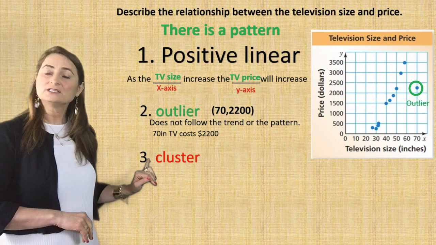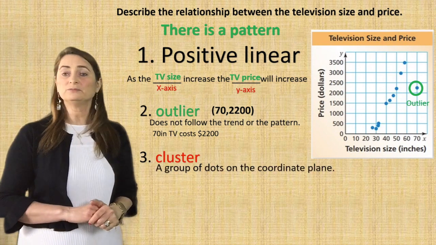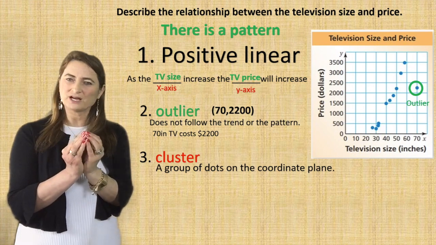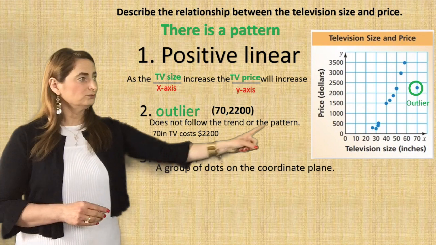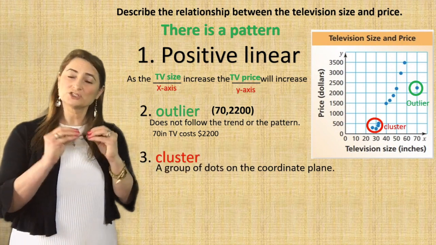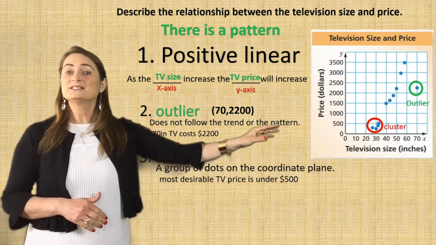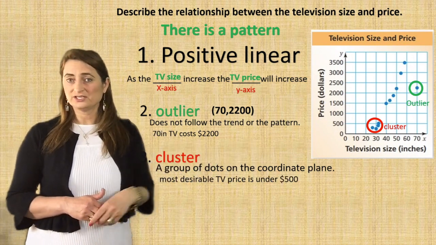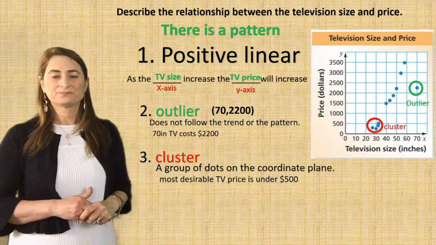Another thing to discuss is called a cluster. A cluster is a group of dots on the coordinate plane. Do you see a group of dots that's together on the coordinate plane? I do, which is that red circle. That's called a cluster. All these 4 or 5 dots together in that area. The cluster means around a 30-inch TV, the price is less than $500.